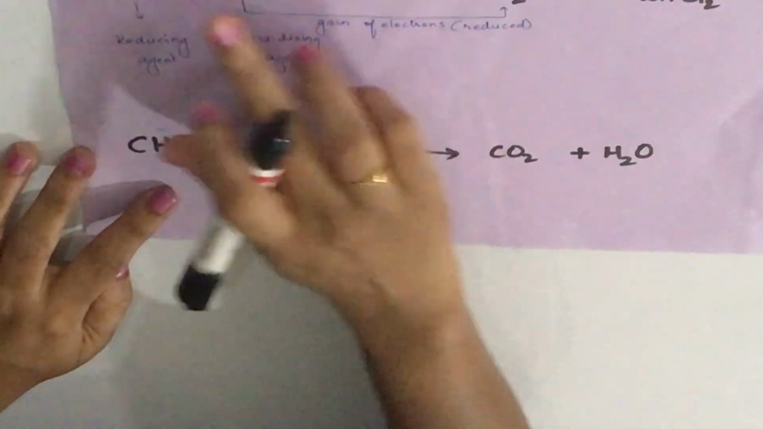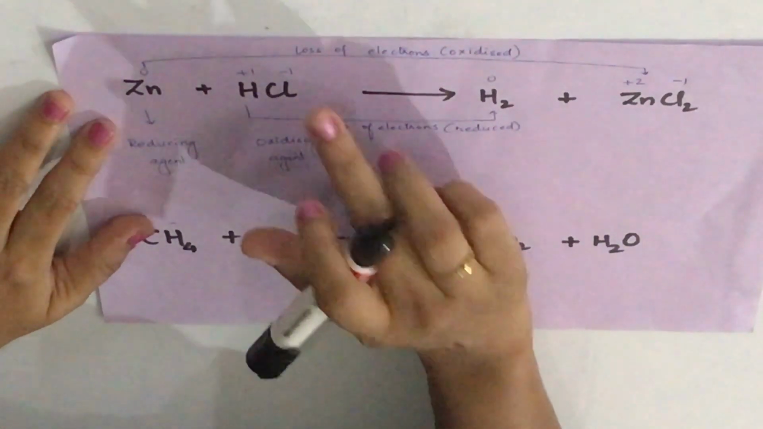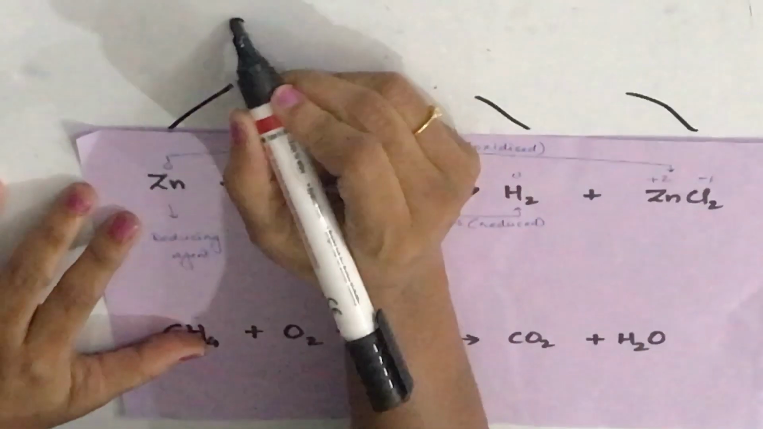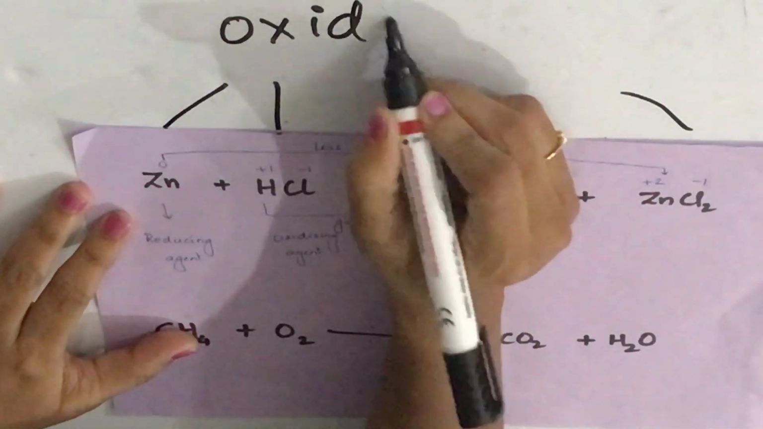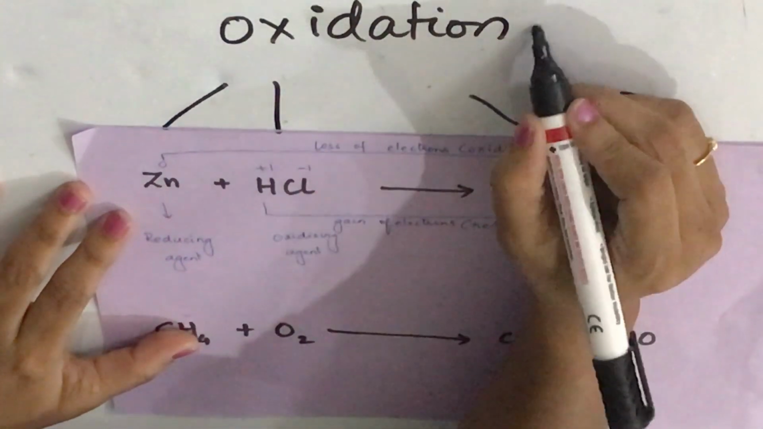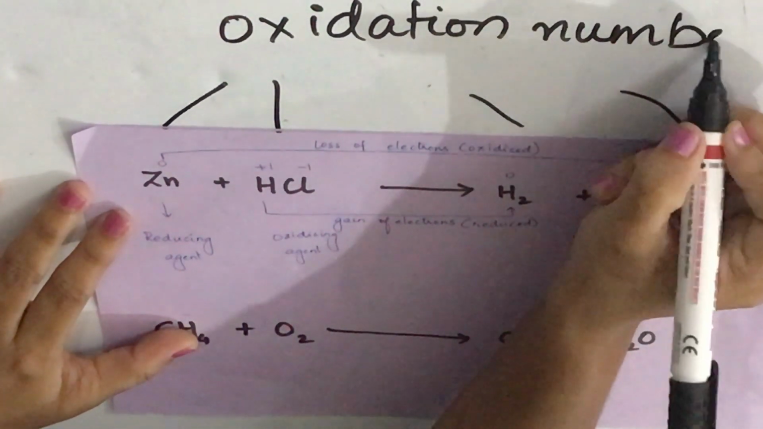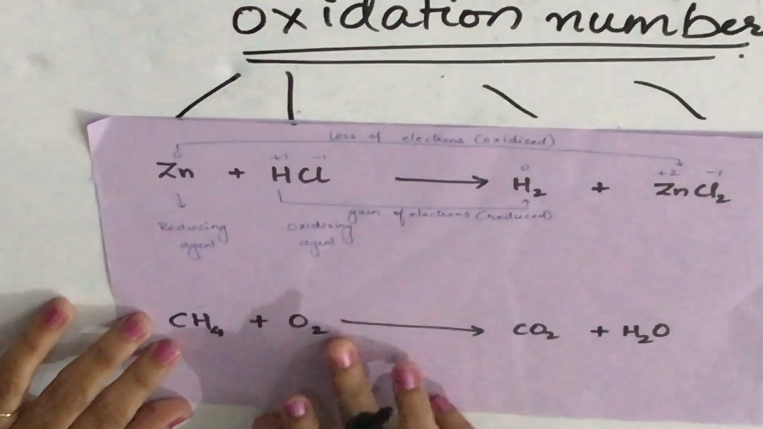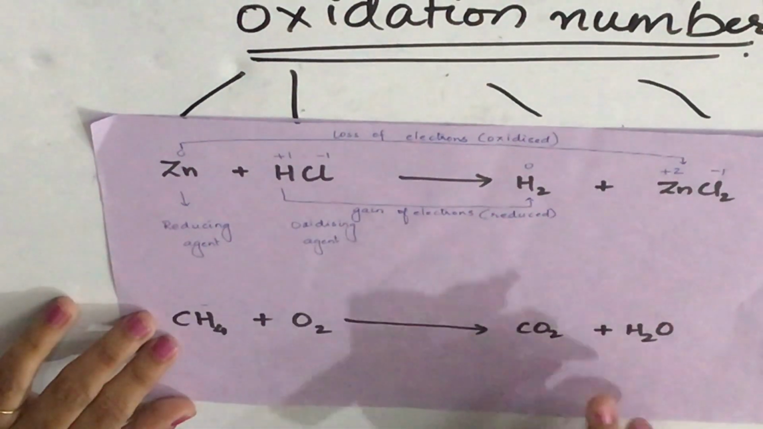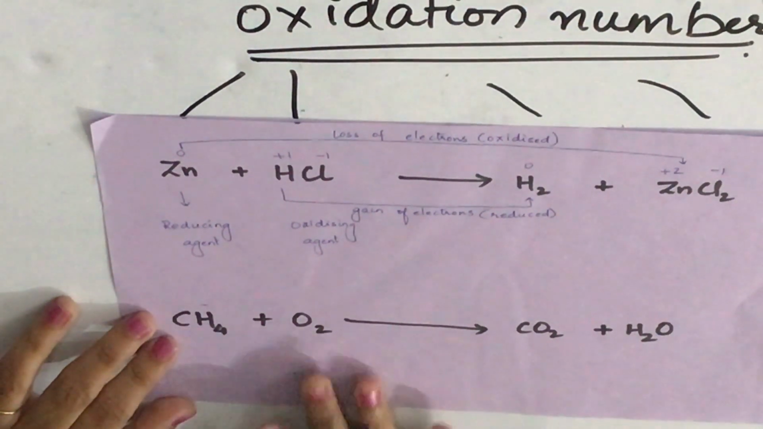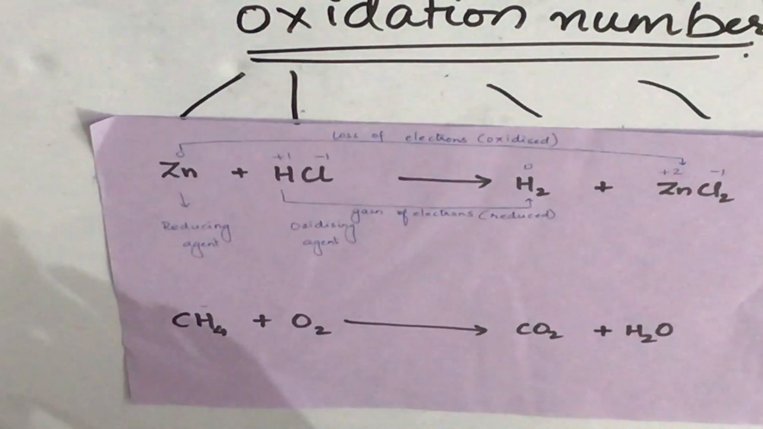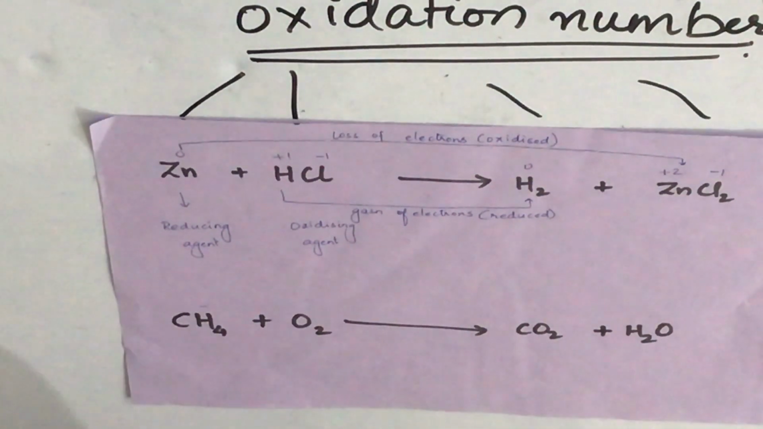These numbers that we are writing, 0, +1, -1, these all are called oxidation numbers. Now find out what will be the change in the oxidation numbers and which one is getting reduced, which one is getting oxidized. Now some quick rules for redox reactions.